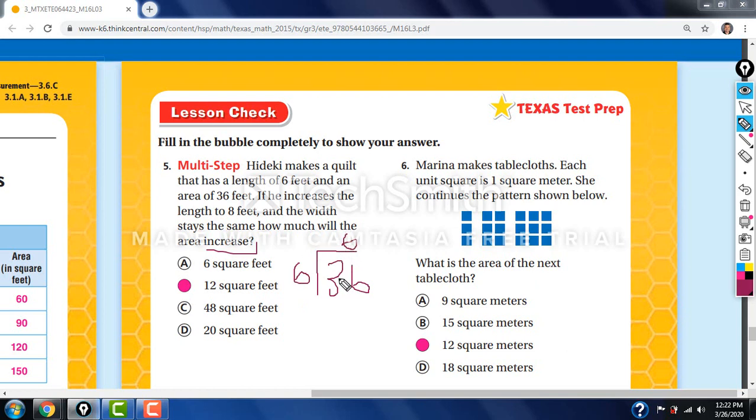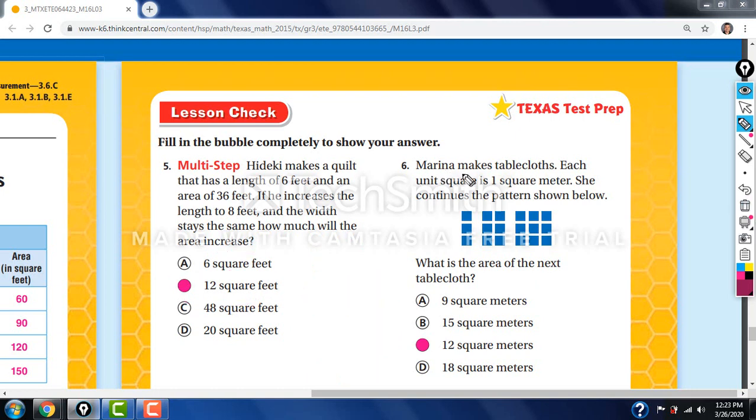Now I go and do the steps. If he increases the length to 8 feet, so now this one becomes what? Now this one becomes 8, and the width stays the same. How much does the area increase? Well, 6 times 8 is 48. So what do I have to do now? I have to subtract 36 from 48, and that gives me 12. Right there. Notice how I'm doing the steps. You have to do the dance.